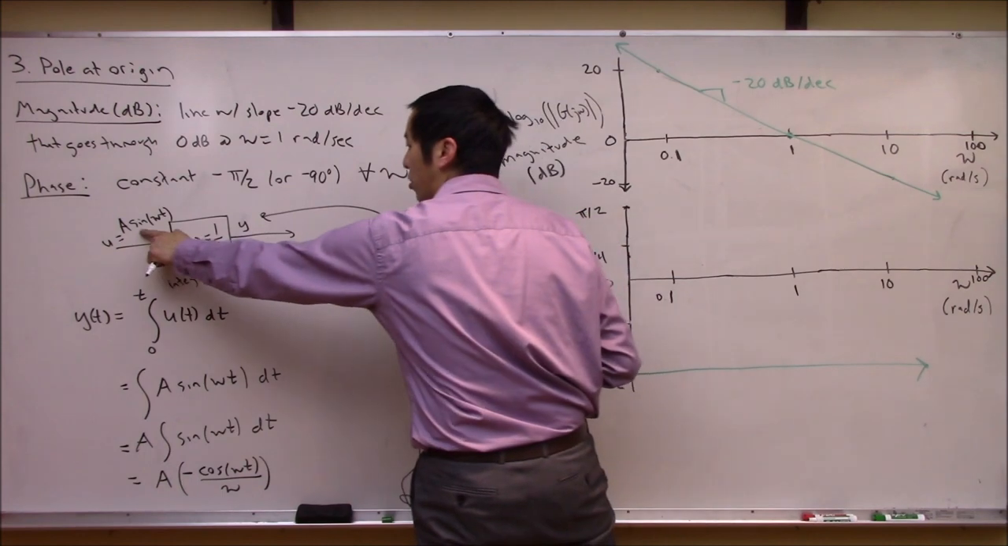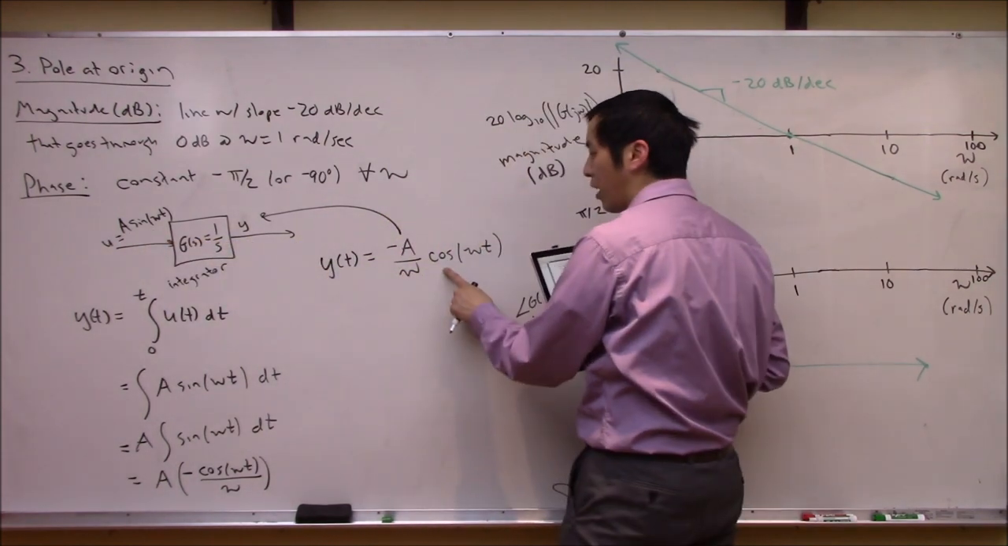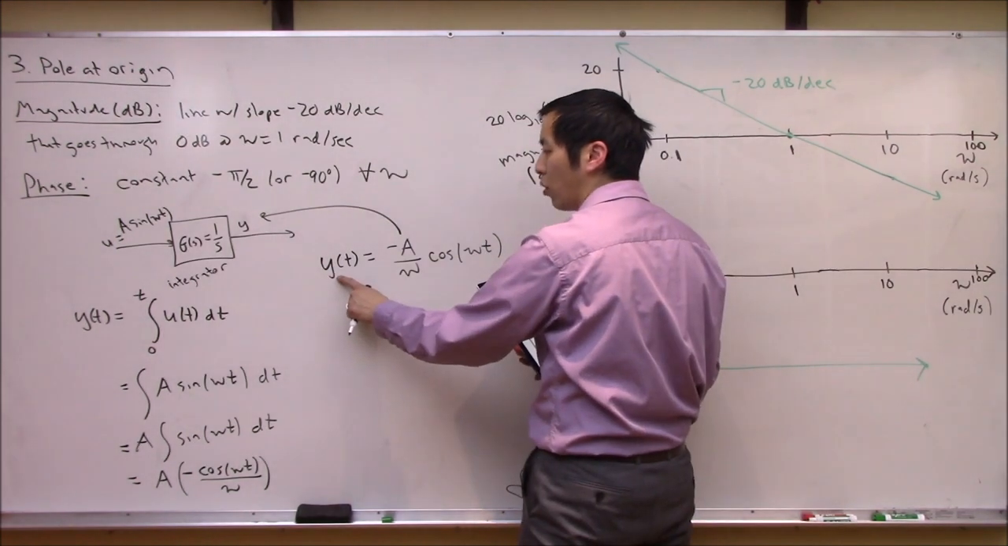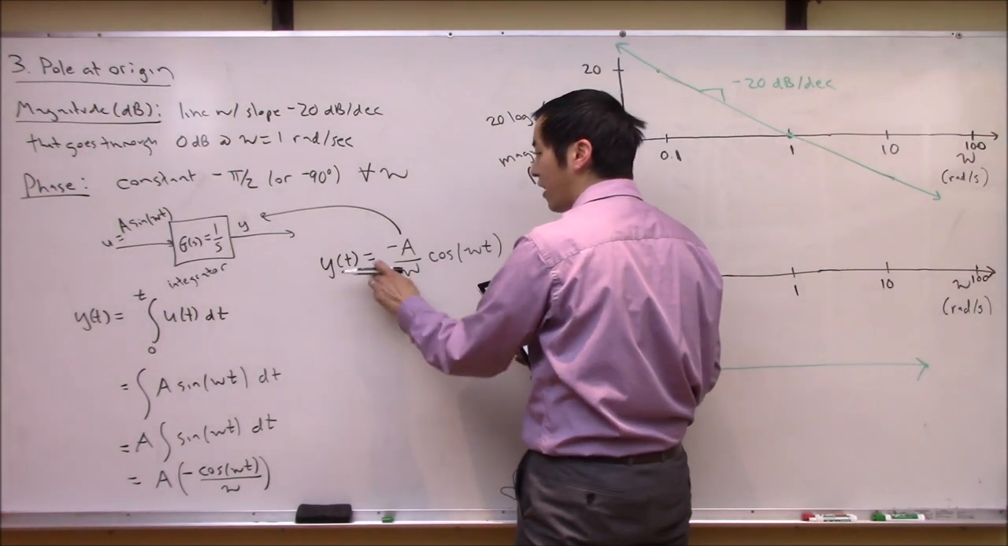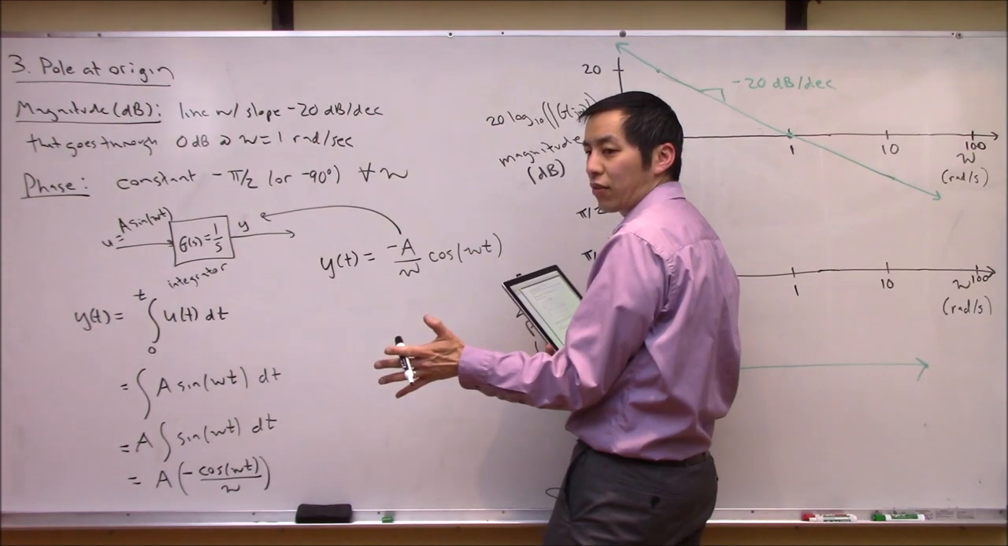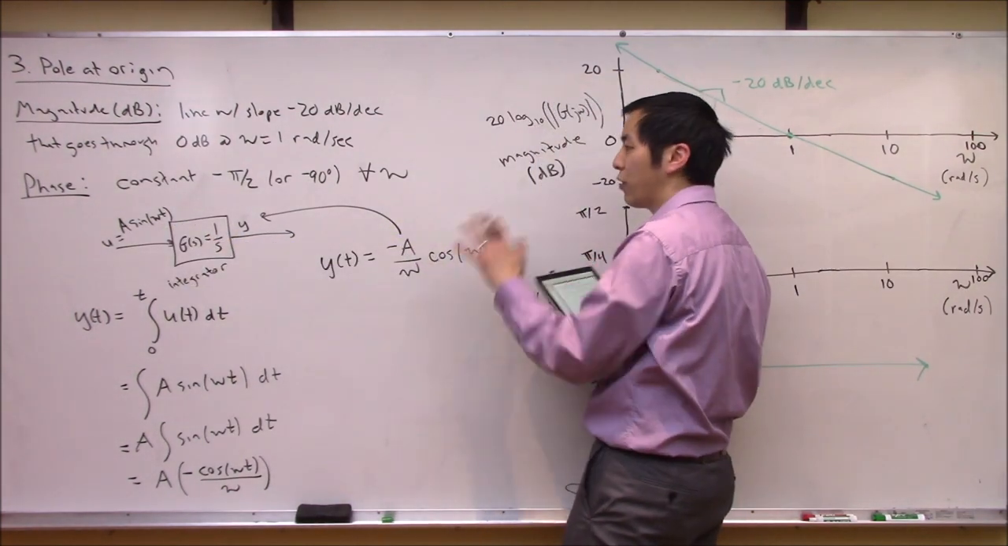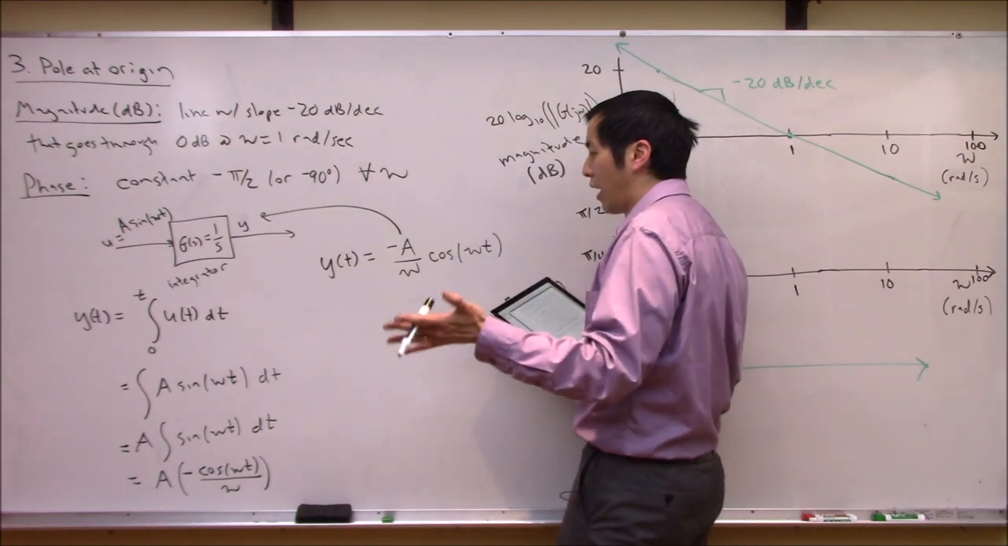You put in a pure sine wave, what do you get out? You get a pure cosine wave out. And notice that there's no steady state value. There's no transient, right? You put in a sine wave, you instantly get out a sine wave. There's no transients that have to die away or anything like that.